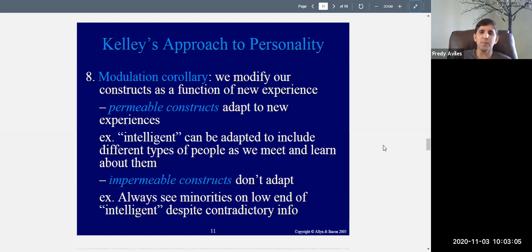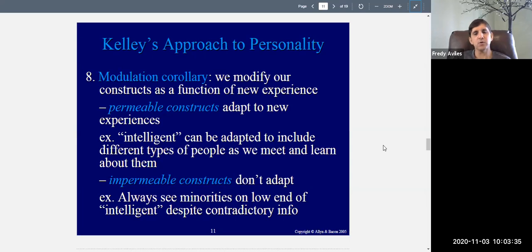There are constructs that are permeable and there are constructs that are impermeable. Permeable constructs are constructs that can adapt and can change. Like intelligent can be adapted to include different people as we meet and learn about them, right? As we meet new people, we learn that there's many different kinds of intelligent people. And the construct intelligent can apply to many. But if your construct is impermeable or can't really be modulated, can't really be changed, that means it doesn't adapt.